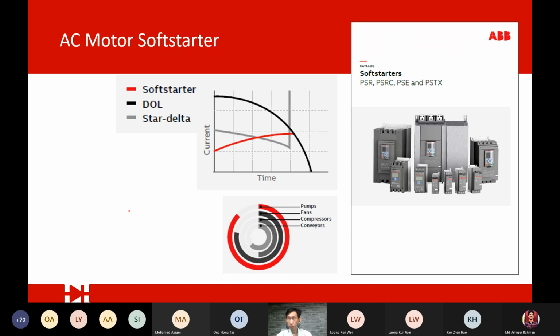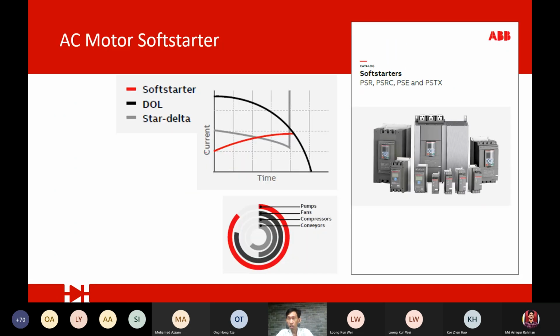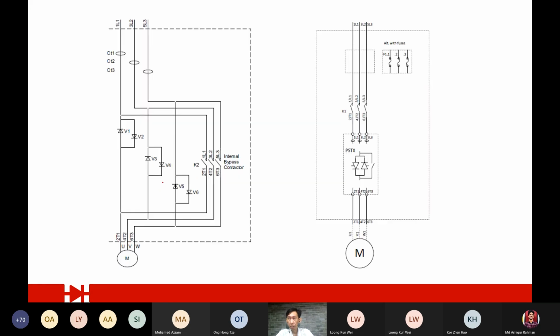So, talk about the applications of this three-phase AC controller. It's basically used in industry as what we call a soft starter. Basically they are using the same thing. Of course, the difference is the controller, how efficient or how effective the controller they use is.